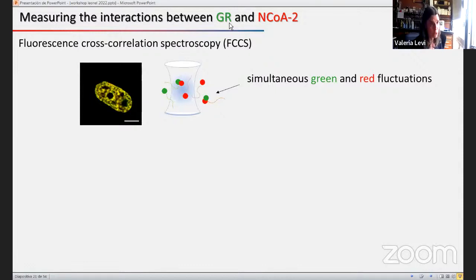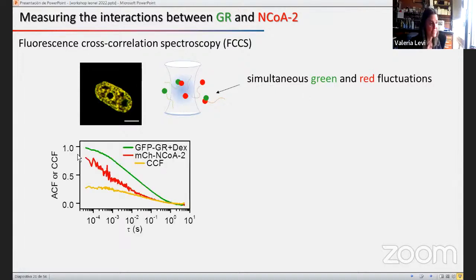So we did that with the GR and mCoA2, which is a relevant coactivator of the receptor. Here you can see the autocorrelation in the green channel, in the red channel, and the cross-correlation. You can see here that this cross-correlation has an amplitude higher than 0, showing that heterodimers between GRs and the coactivators are formed in this condition.